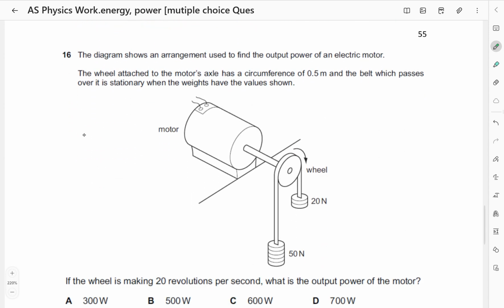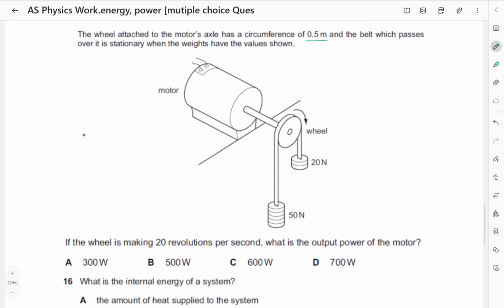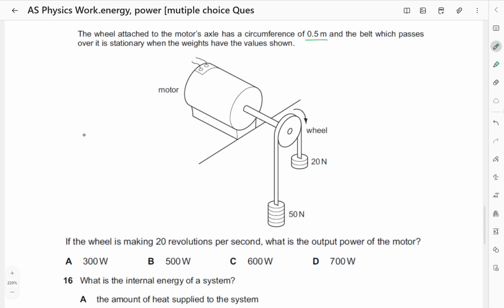The diagram shows an arrangement used to find the output power of an electric motor. The wheel attached to the motor's axle has a circumference of 0.5 meters, and the belt which passes over it is stationary when the weights have the values shown. So the belt is stationary.